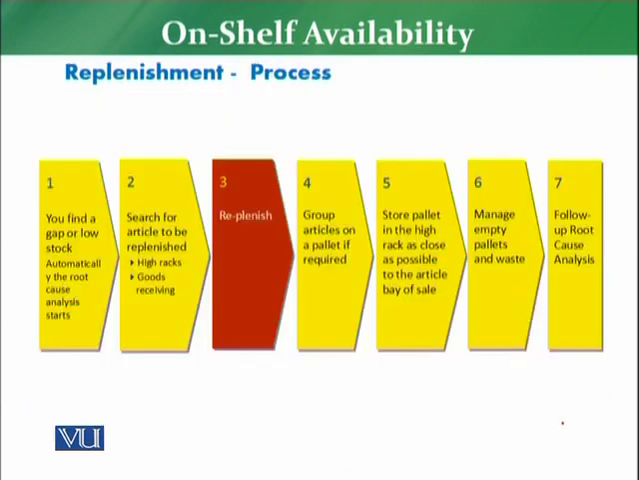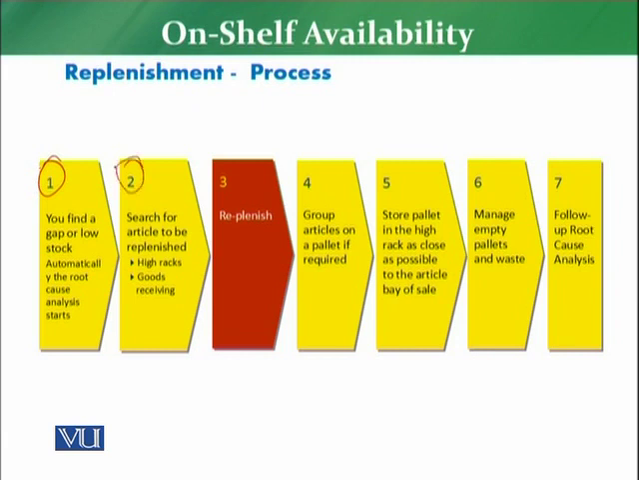Then you need to understand the replenishment process. There are 7 steps to it. Replenishment comes at number 3, but let me quickly discuss how this process works. Number one, you find a gap or a low stock. Automatically, the root cause analysis starts. Then you get to know the reason was the order, the delivery, or something else, maybe the display of the product.